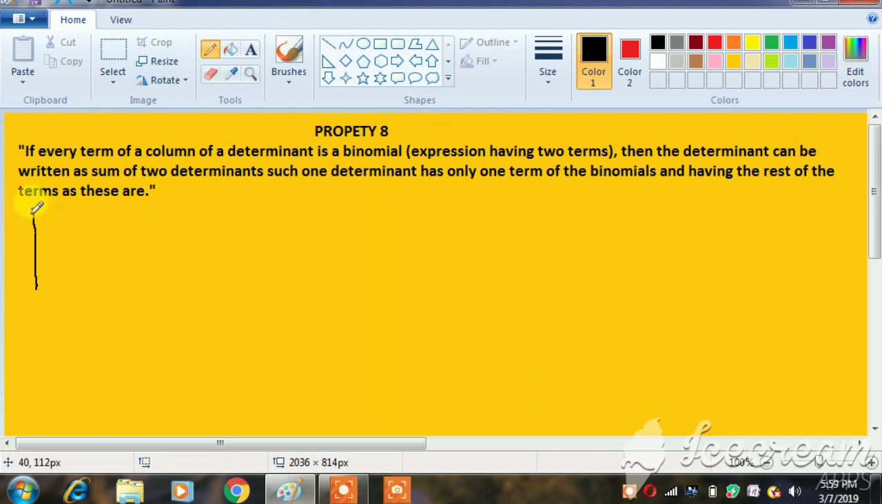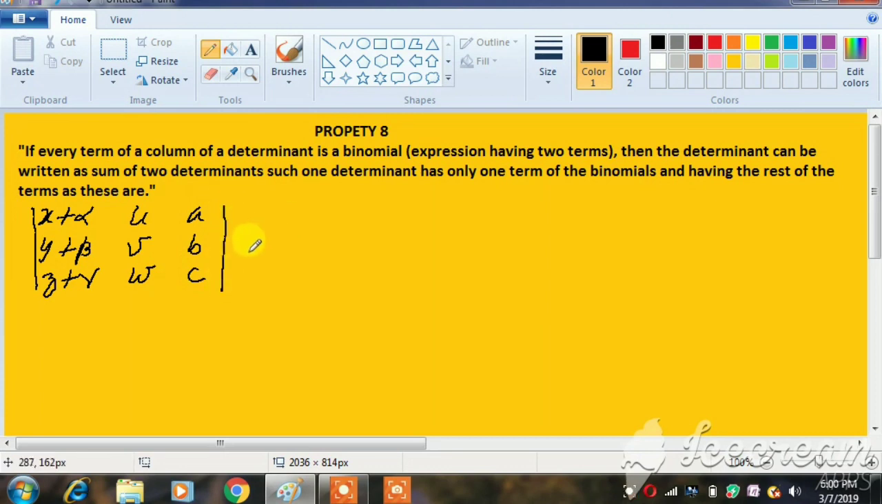For example, we have the determinant whose first column is x plus alpha, y plus beta, z plus gamma. Now here every element is a binomial, and the second column is U, V, W, and third column is A, B, C.